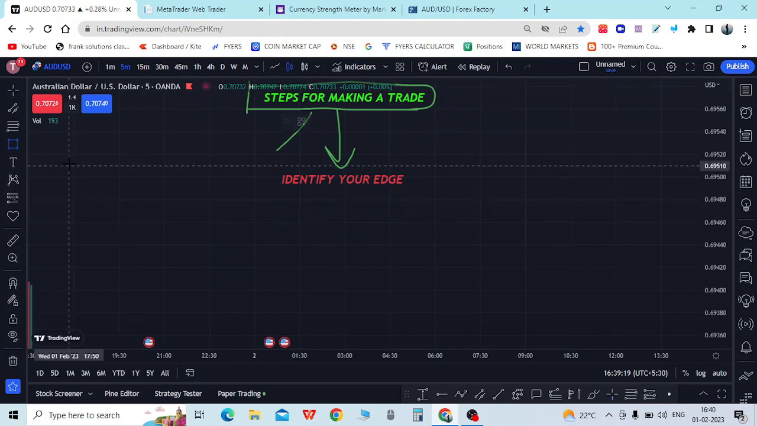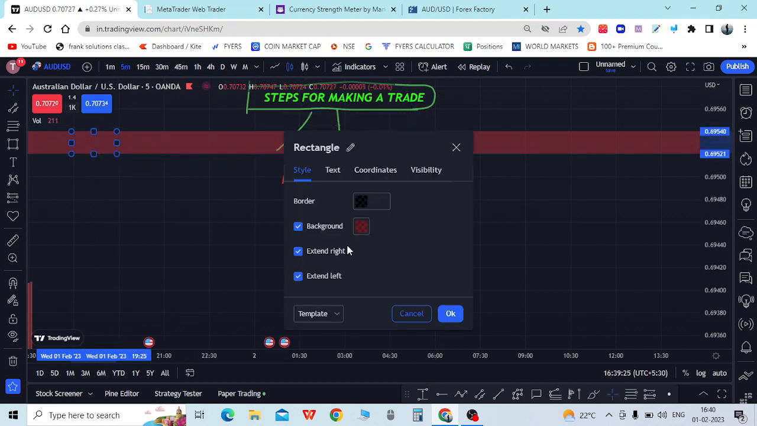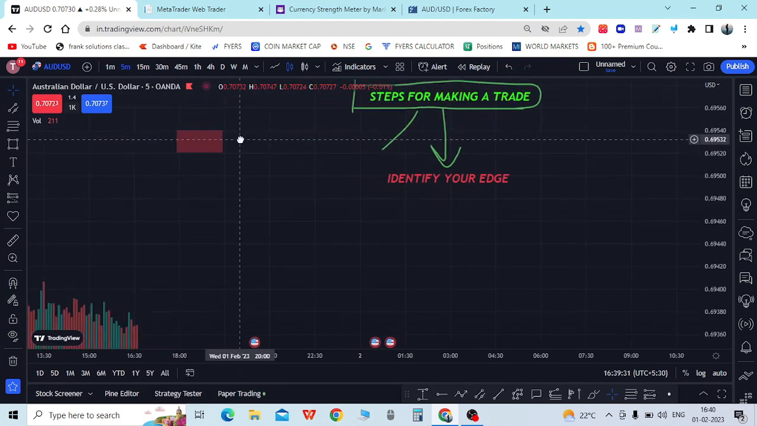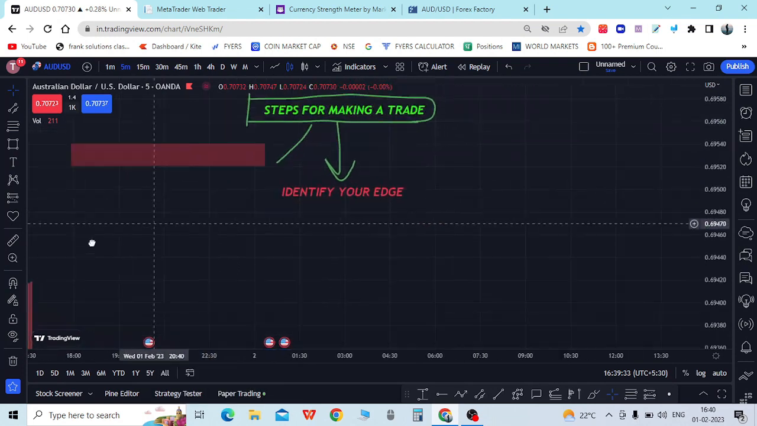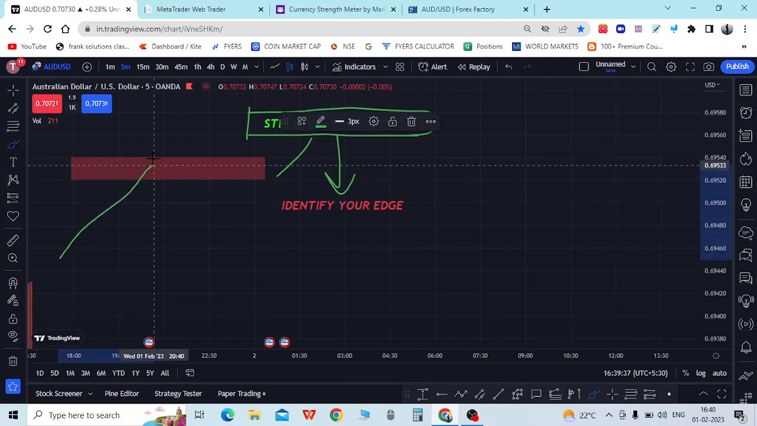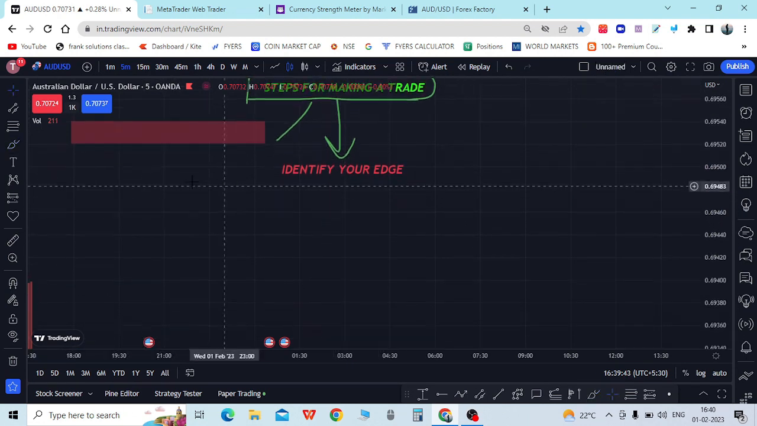For example, let's say I have an edge of shorting at resistances. If this is a supply zone, this is a resistance, then my edge is that when the market comes to this resistance, I will short on this, if I find a candle confirmation. So first is identify your edge.